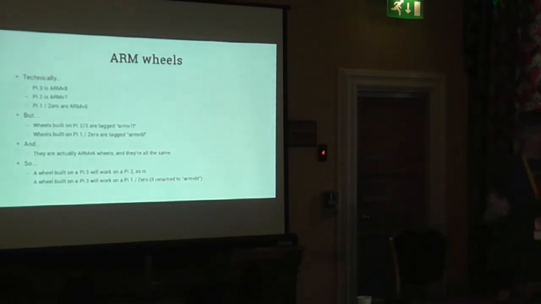If you build a wheel on a Pi 2 or 3 and the same wheel on a 1 or a Zero, you essentially have the same file, just with the tag named differently in the file name. So if you build a wheel on a Pi 3, it will be a lot faster to build, but renaming it to armv6l will make it work on a Pi 1.